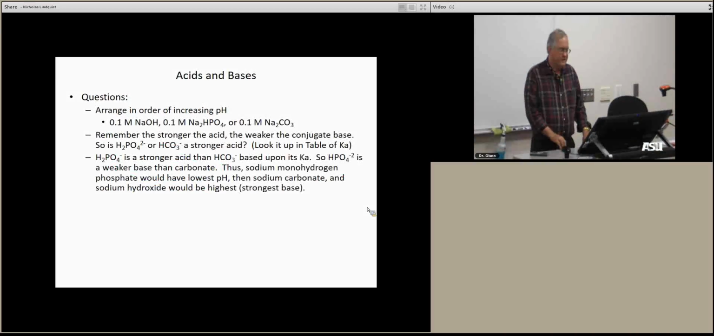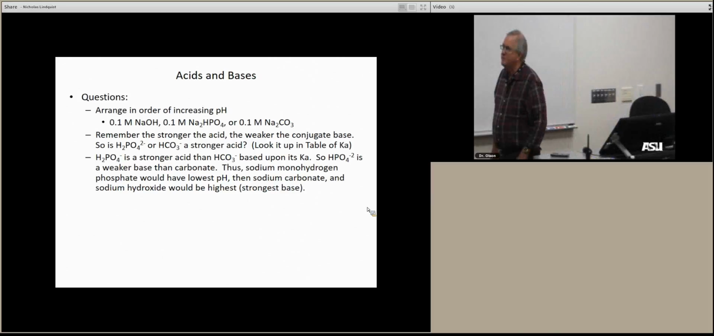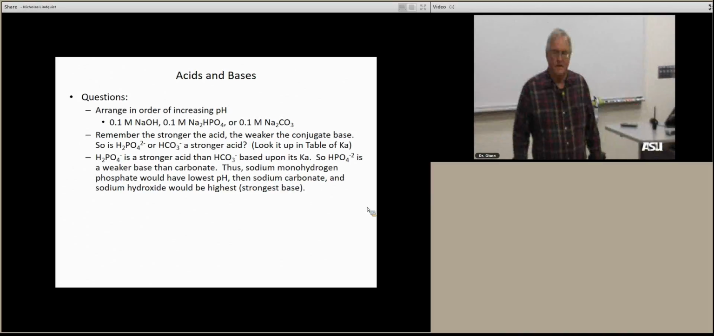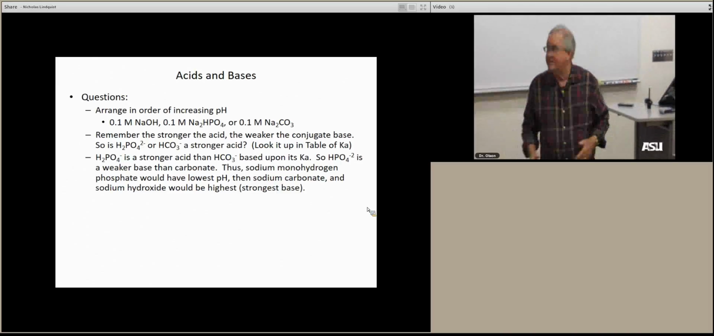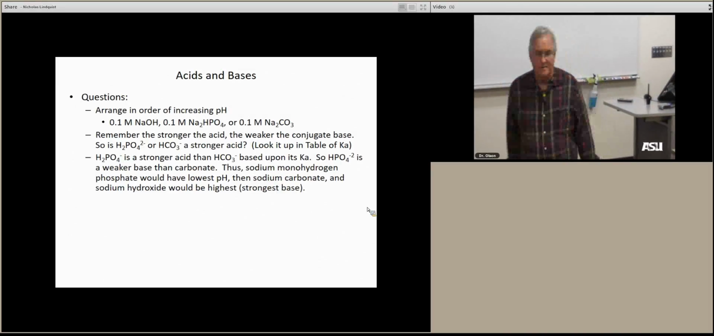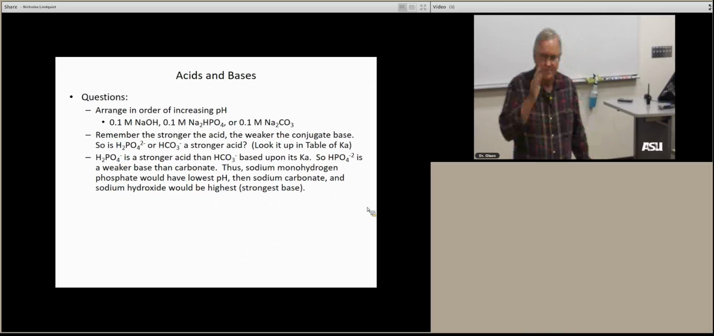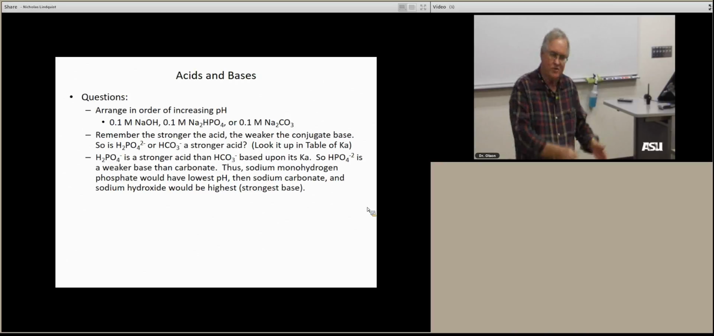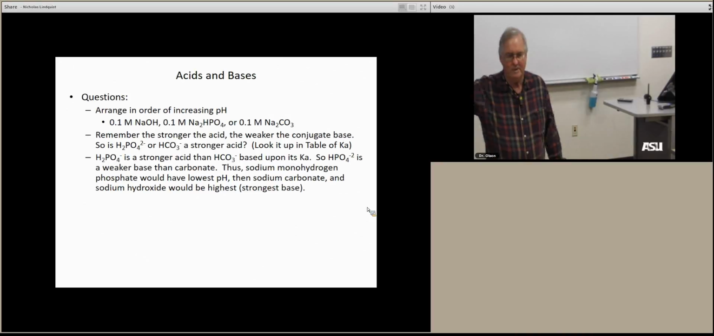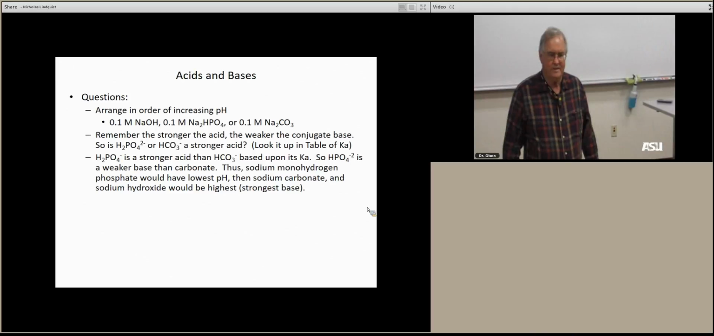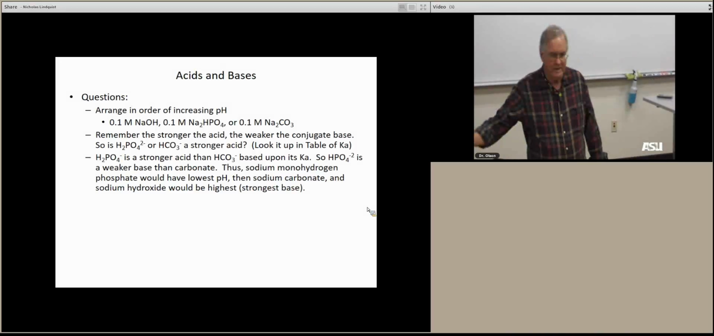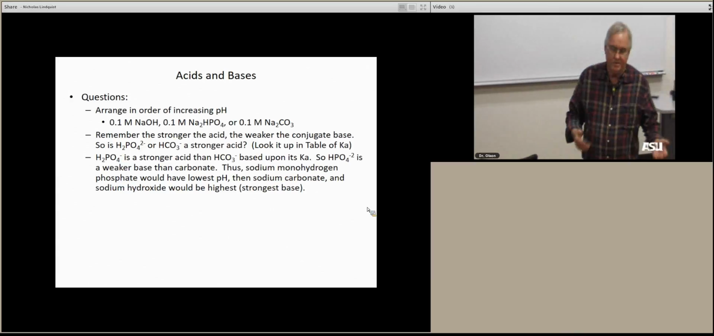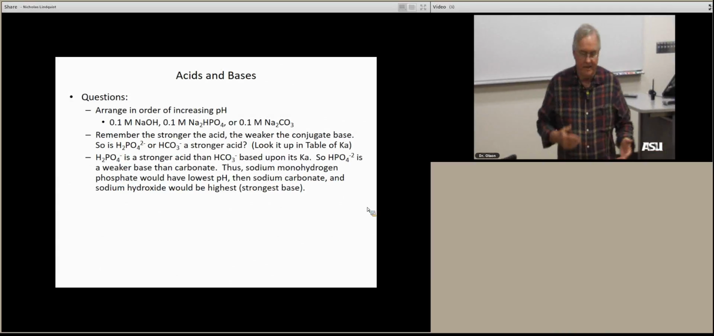One of the questions I'm going to ask you on the next quiz would be, for example, I give you some different acids or bases and say arrange them in order of increasing pH. Increasing pH means you start with the lowest pH and go to the higher pH. The lowest pH is the strongest acid, and the final would be the weakest acid. So here we go from strongest acid to weakest acid. What you have to do is look up Kas and figure it out.